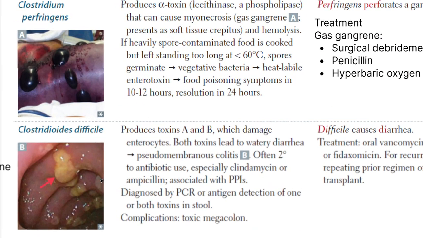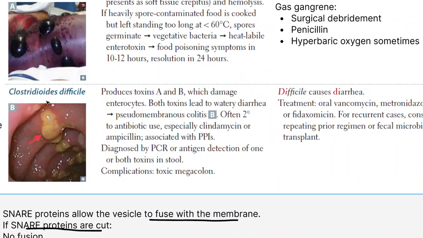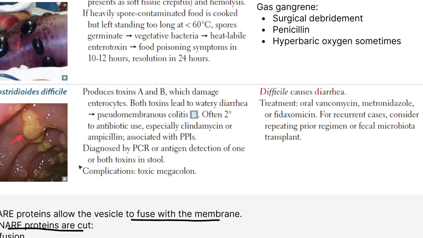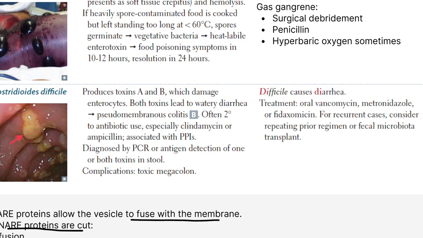And now we have the last kind of Clostridium, which is Clostridioides difficile. The old name for Clostridioides difficile was Clostridium difficile. It doesn't matter, just remember it for the sake of remembering it. It's a gram-positive rod, it's anaerobic and it's spore forming. Transmission is usually after antibiotics, especially clindamycin, ampicillin, cephalosporins, and fluoroquinolones. They're also associated with PPIs, right? They're often secondary to antibiotic use.